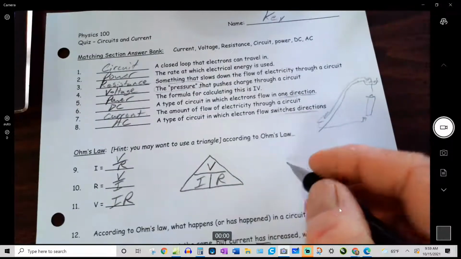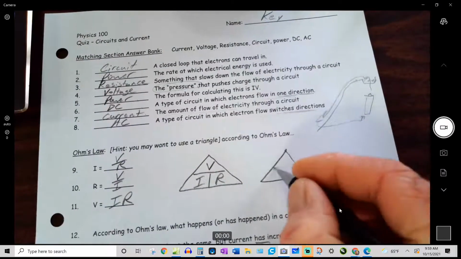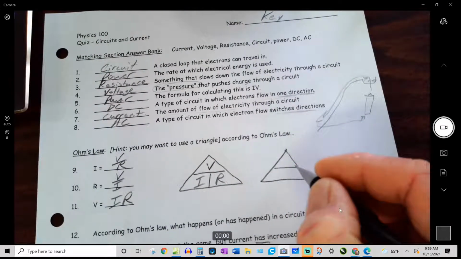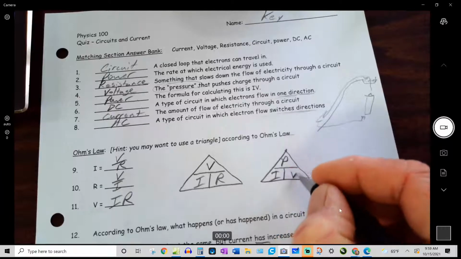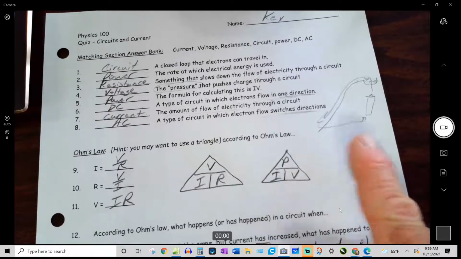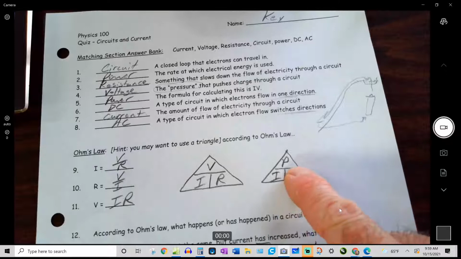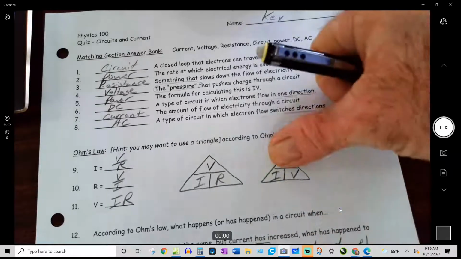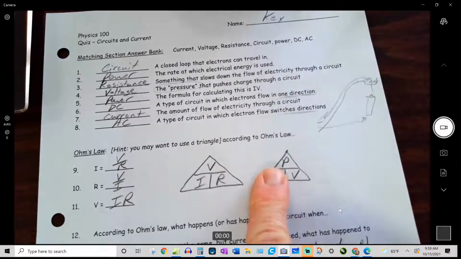And this also works for power. Power equals current times voltage. So if you want voltage, it's power over current. Power is IV, and then current is power divided by voltage.